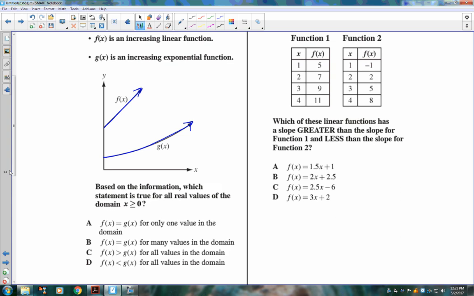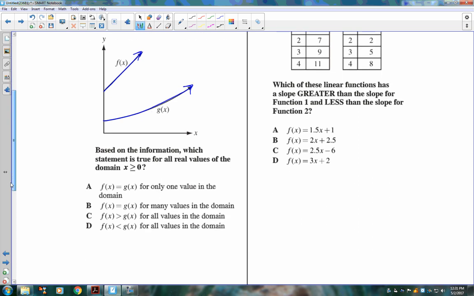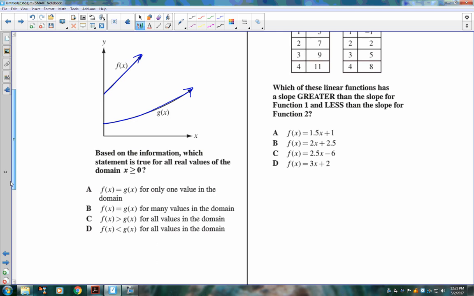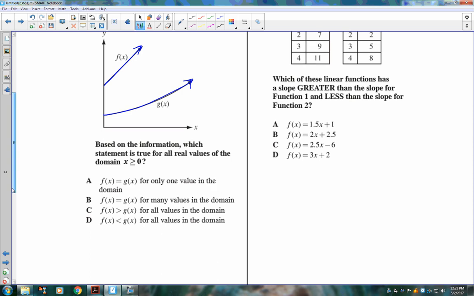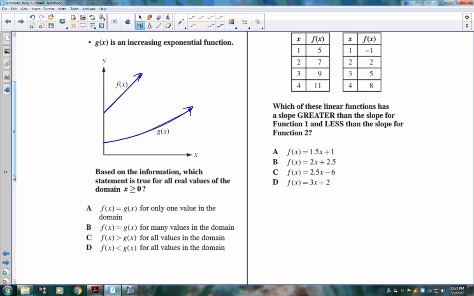The domain, that's in quadrant 1, when your x's are greater than or equal to 0. That's what it's showing me. It says f of x equals g of x for only one value in the domain. Okay, so if these two cross, now notice we have arrows, so these go on and on and on. If they do cross, will they cross only one time? That's the question it's asking me. B says f of x is equal to g of x for many values. So if they cross, are they going to cross more than once?